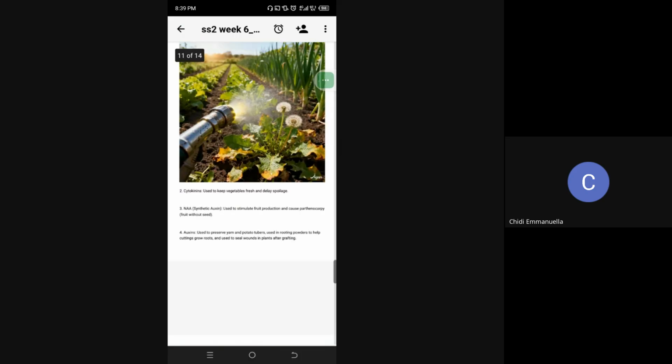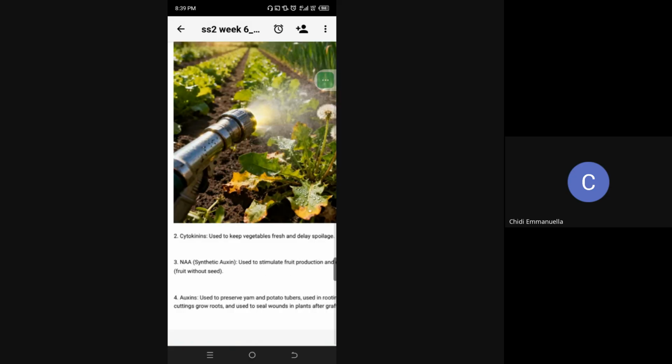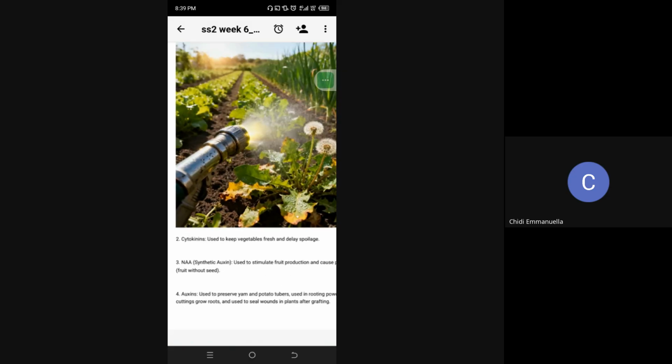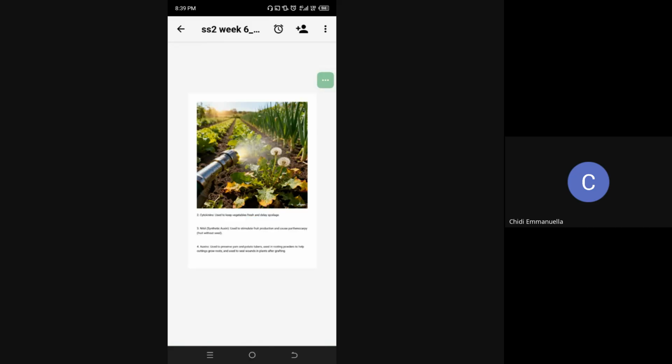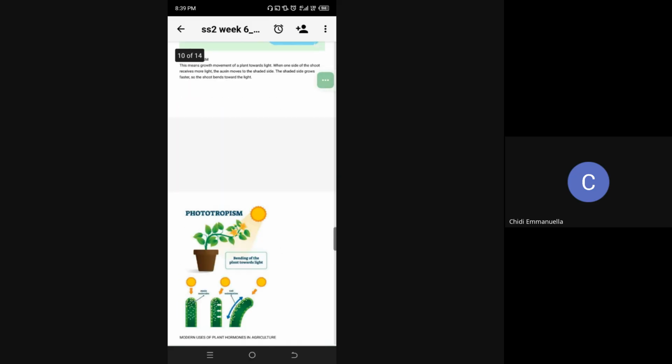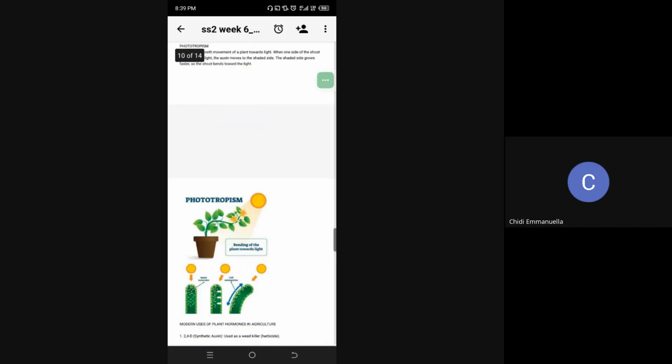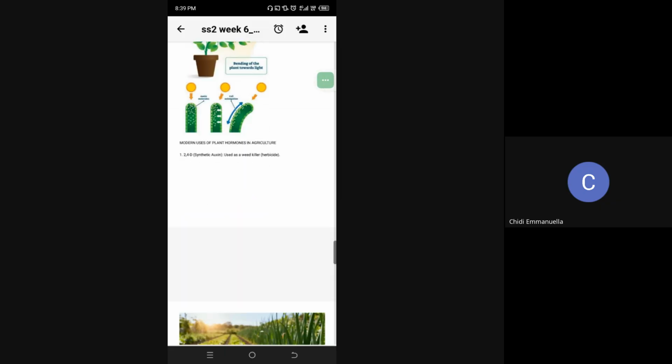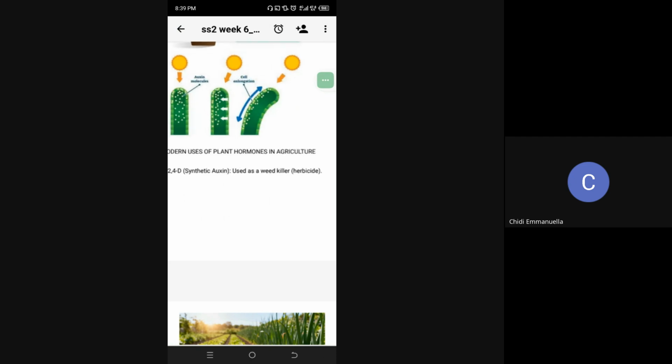Let's still continue to look at this. We are under phototropism. Now we're looking at modern uses of plant hormones in agriculture.